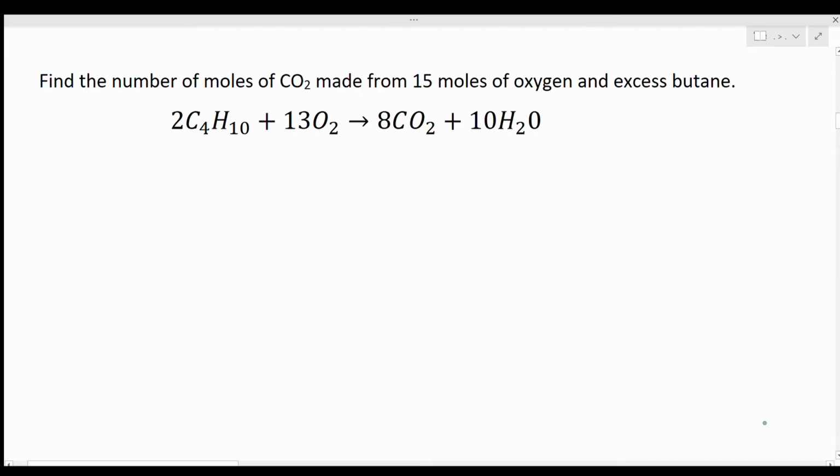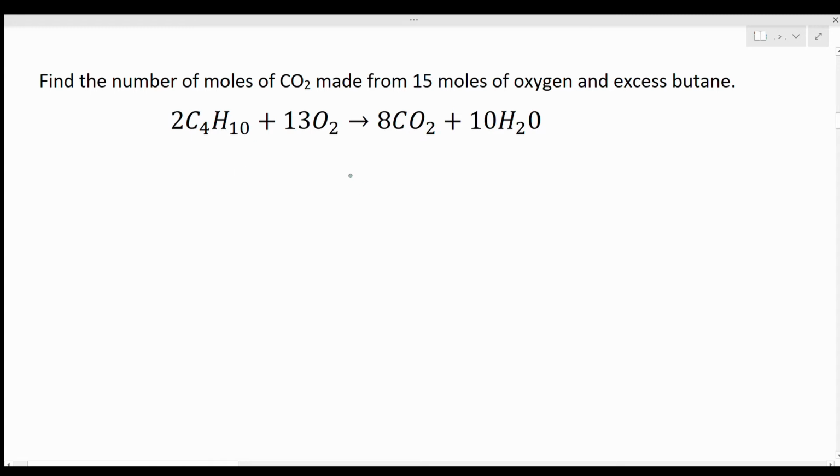Alright, so here we have that we need to find the moles of carbon dioxide made from 15 moles of oxygen and excess butane. Excess butane just means that we have an excess of it, meaning we have more than enough. So we don't really need to worry about that. This is not a limiting reagent problem. Okay, anyway, here. So we do the same process.